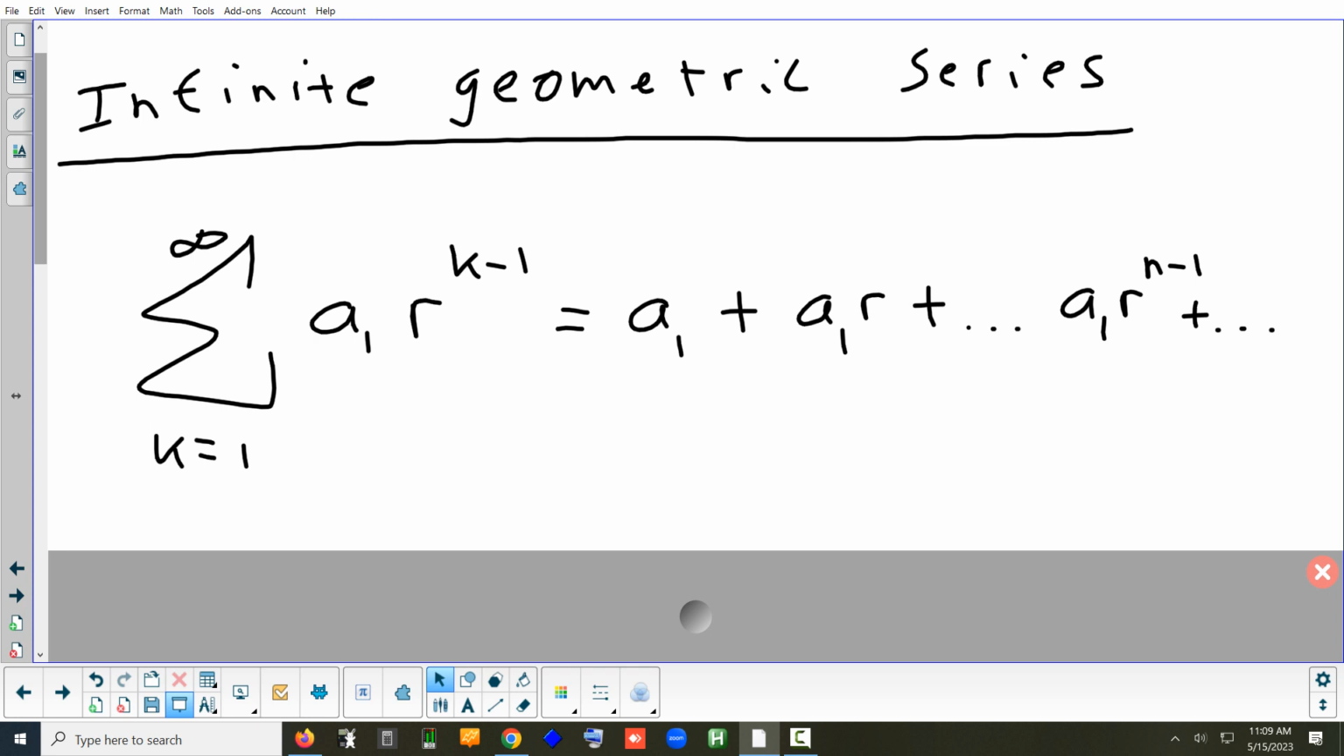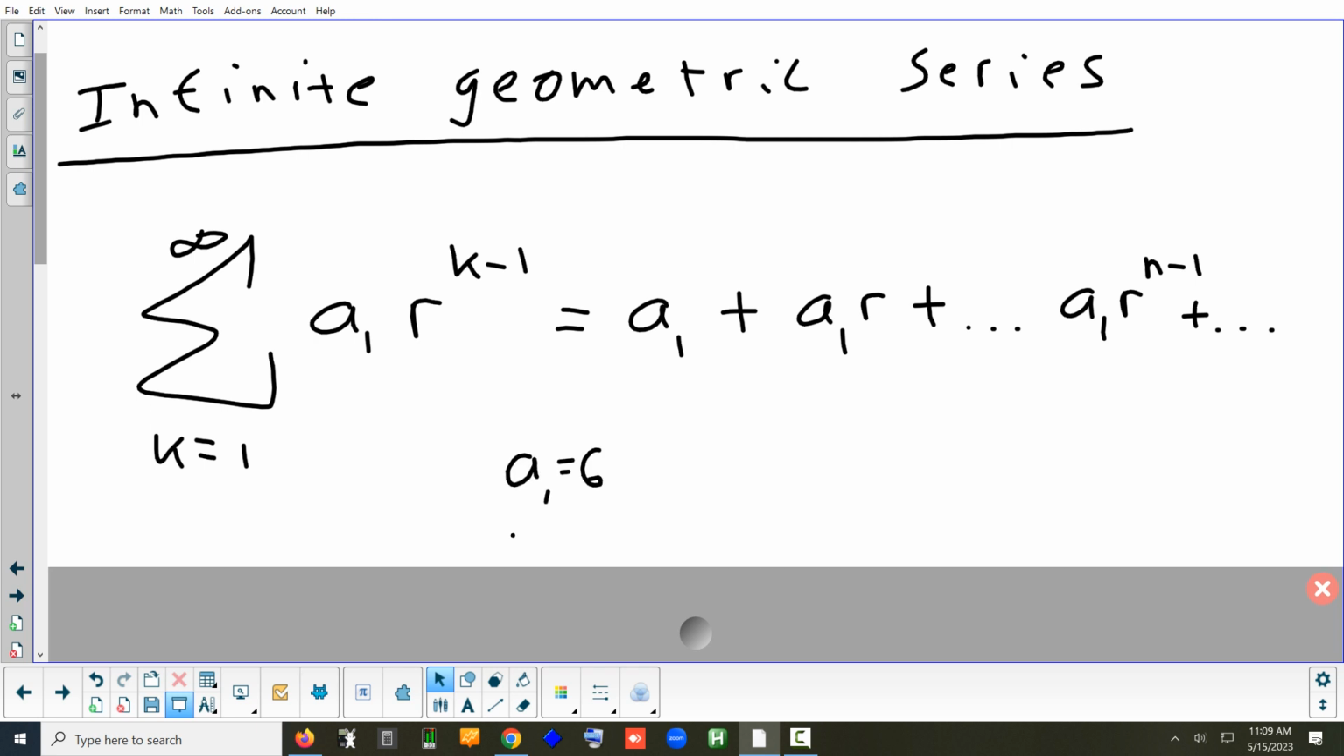All right, so here's our notation specifically for a geometric series. This is what it would look like if you were to write it out in sigma notation. So remember, each time you start with a term, and then you're going to multiply by the r value. So if we look at an example, let's say we started with 6, and each time, we multiplied by 2.